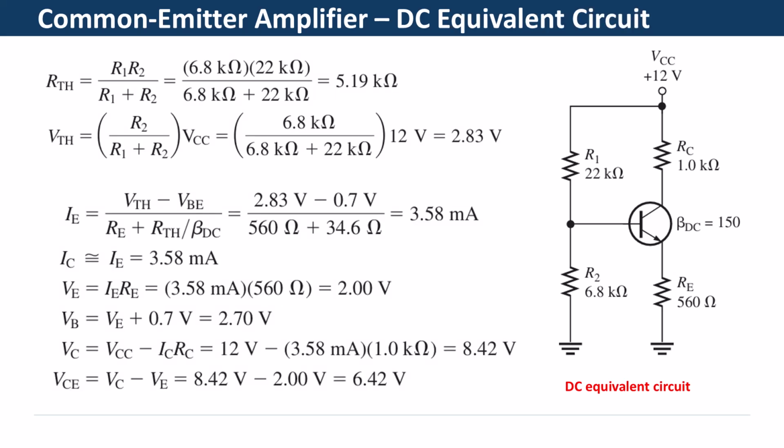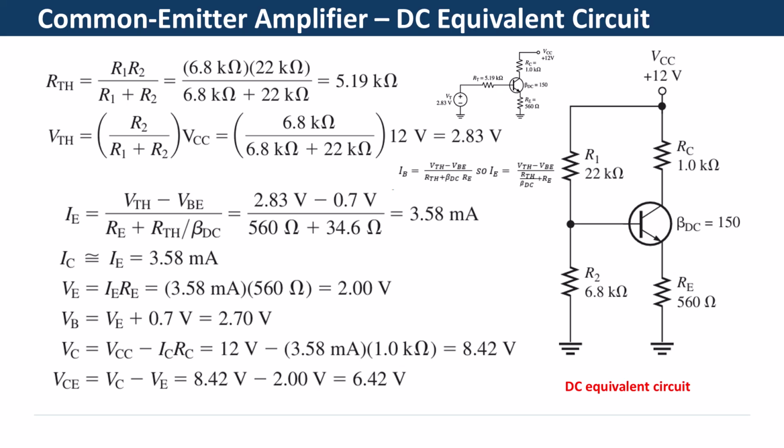After determining the Thevenin equivalent circuit for the bias circuit, we find the Thevenin resistance to be 5.19 kilohms and the Thevenin voltage to be 2.83 volts. Applying Kirchhoff's voltage law to the base emitter circuit, we find that the emitter current is 3.58 milliamperes. The emitter current is approximately equal to the collector current and hence the emitter current is taken as 3.58 milliamperes.